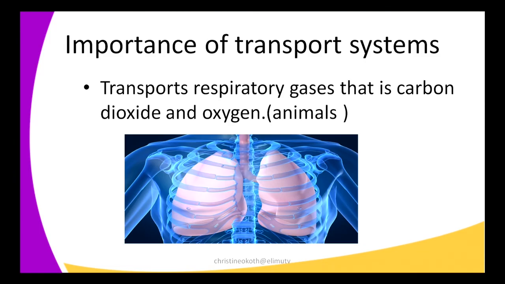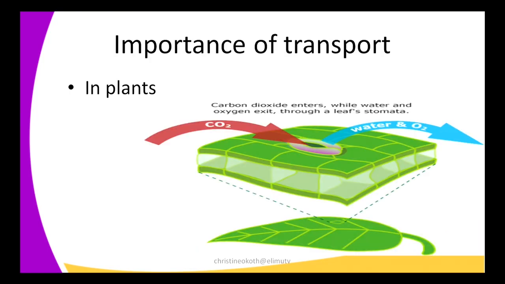Another importance of transport in plants is the fact that plants are in a position to transport the substances which are needed for the process of photosynthesis, that is carbon dioxide and water. So the transport system ensures that the water is transported from the roots up to the place where it is needed, which is the leaves.